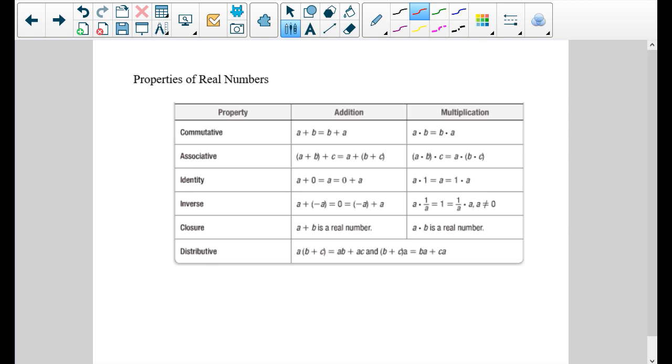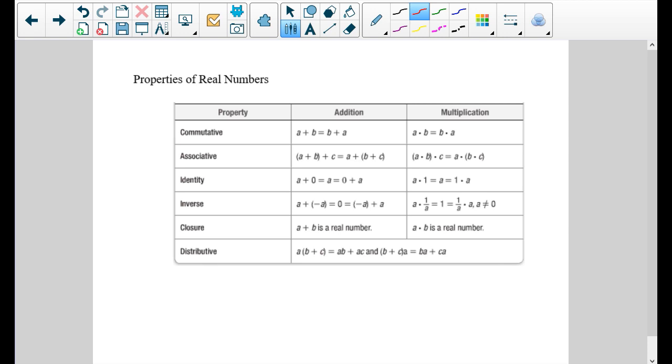So these are different properties we can use. Commutative property, that's just changing the order. I'm still adding the same things or multiplying the same things. The order is changing. Associative property is what's being grouped together, how they're associating. Identity is adding or multiplying by something to get the same answer. So identity is always adding 0 or multiplying by 1.